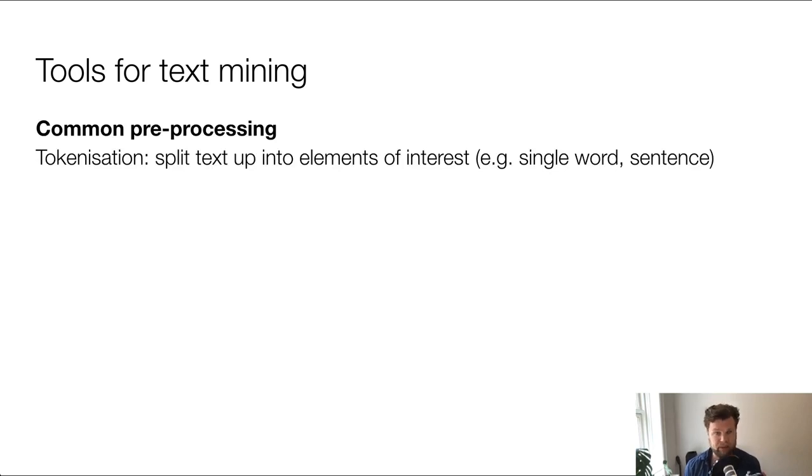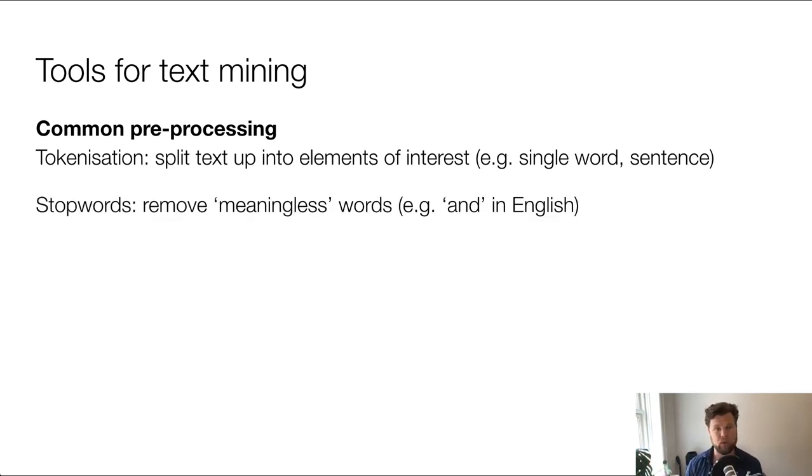So we often begin by doing tokenization, which is just a fancy way of saying that we will be splitting our text up into elements of interest for an analysis. So we'll often be splitting our text up into single words, into sentences. In the example we saw in the last video with the analysis of Chinese texts, they will probably be splitting the text up into sequences of 5 Chinese characters, of 10 characters, and so on.